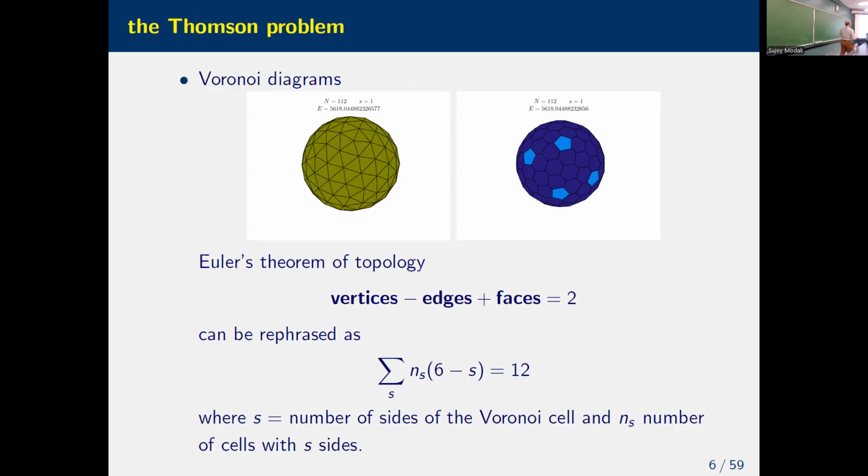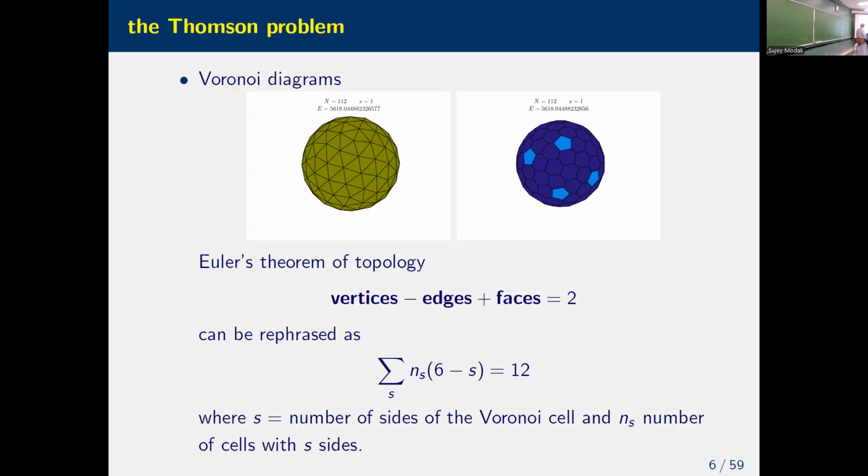So Euler's theorem tells you that the number of vertices minus the number of edges plus the number of faces for the sphere should be 2, which can be rephrased in this form, where S is now the number of sides of each cell. And so, for example, in this case, it will be 5. In the case of dark blue, it is 6. And N_S is the number of cells with S sides.